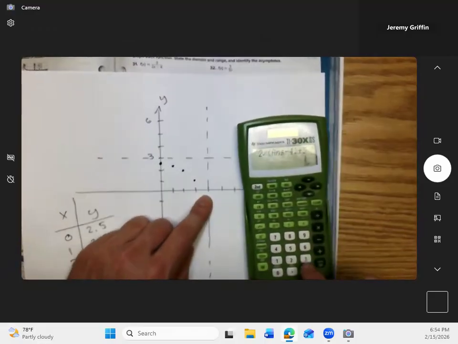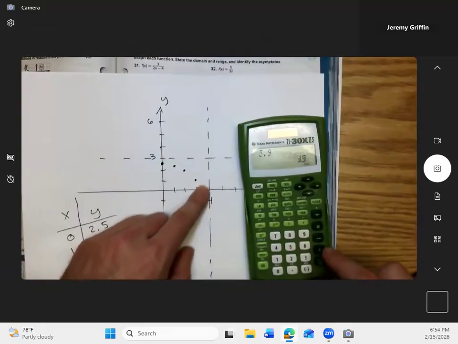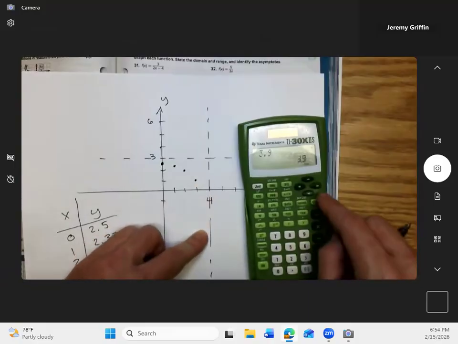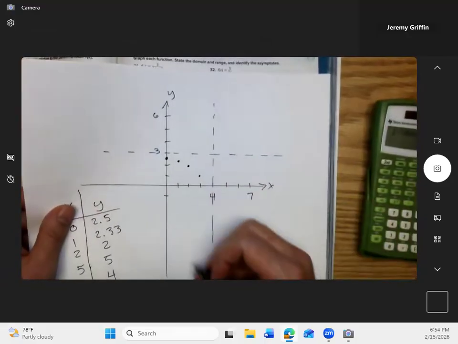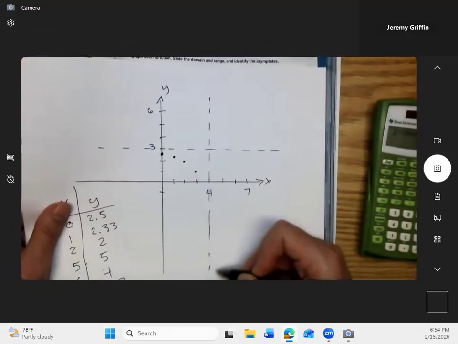What if I plug in 3.9? 3.9. That's getting really close to the asymptote, right? I bet it'll be negative. Let's see if it is. It is, yeah, it's like negative 17. So that's way down here, right down here.